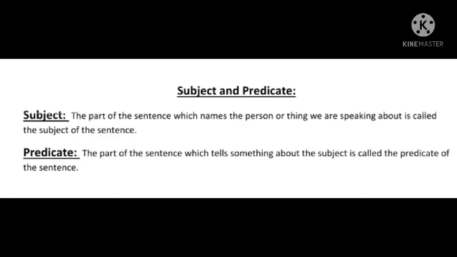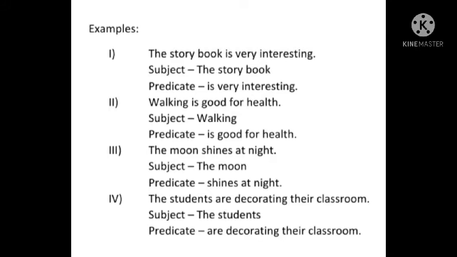Now let's study subject and predicate. What is a subject? The part of the sentence which names the person or thing we are speaking about is called the subject of the sentence, and the part of the sentence which tells something about the subject is called the predicate of the sentence. Let's try to understand through examples.